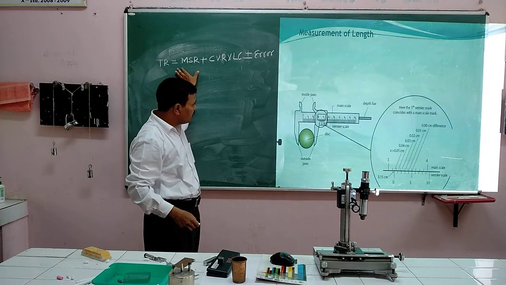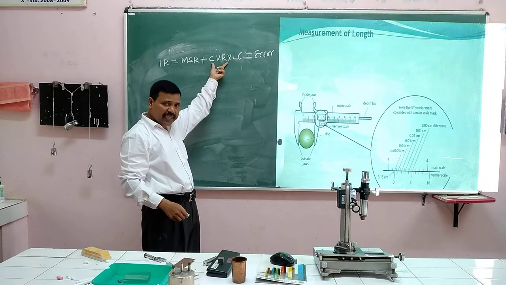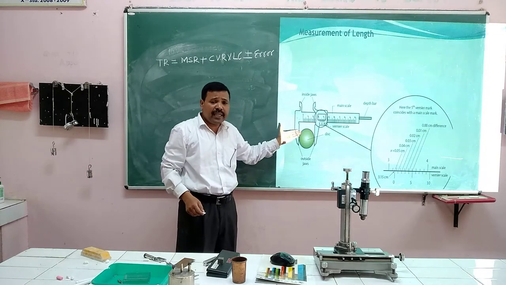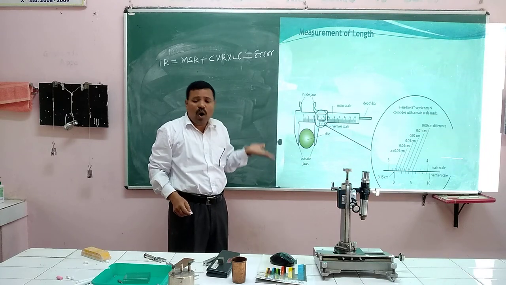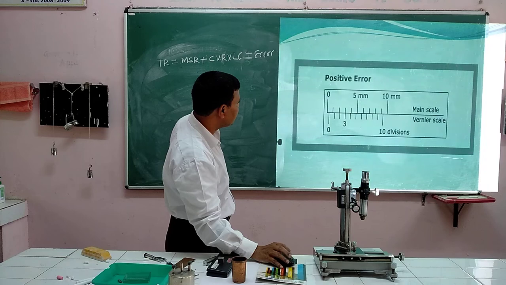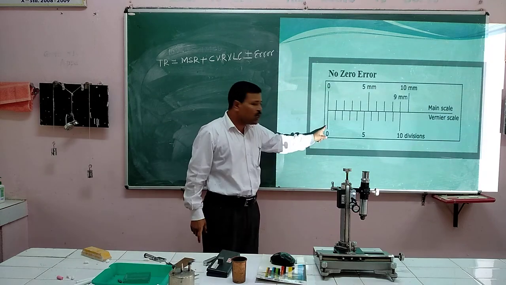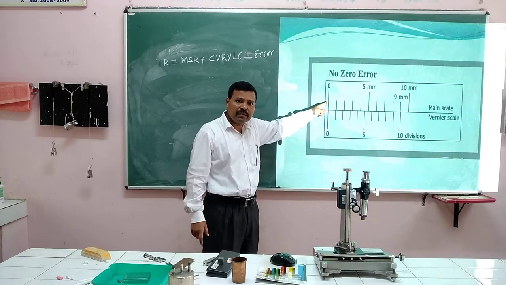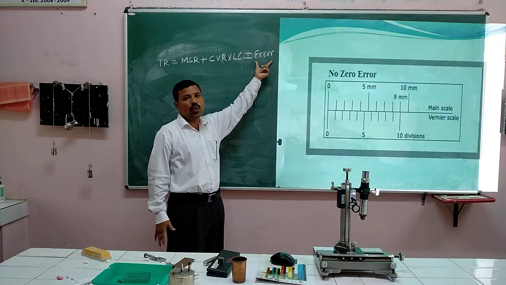So before finding the main scale reading and the coinciding vernier scale reading, first we have to find out the error of this instrument. Whether this error of the instrument is zero error or positive error or negative error. Look at this picture. Suppose in any vernier calipers, if the zero of the vernier scale coincides with the zero of the main scale, then this instrument has no error. Then here we substitute the zero.